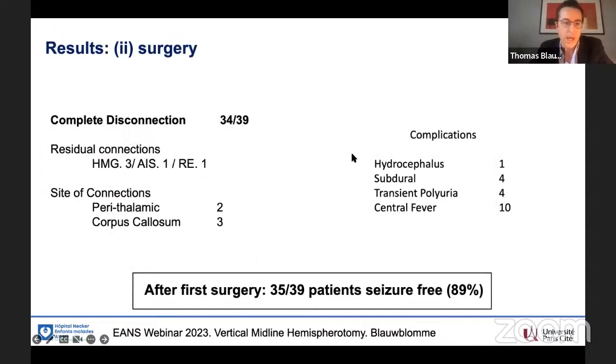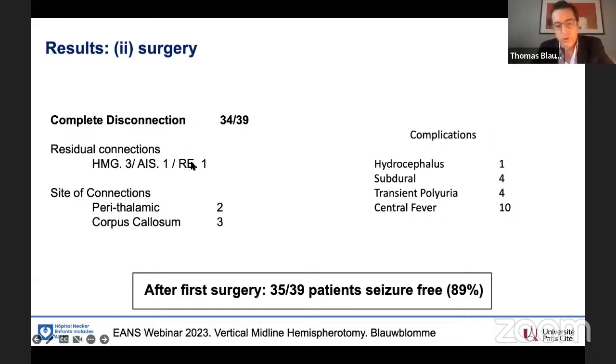word about this. Results, we perform always post-operative MRI at day 1, and we had a complete disconnection in 34 out of 39 cases. Residual connection were seen more in the hemimegalencephalic cases, 3 cases, and 2 cases for stroke and Rasmussen encephalitis.